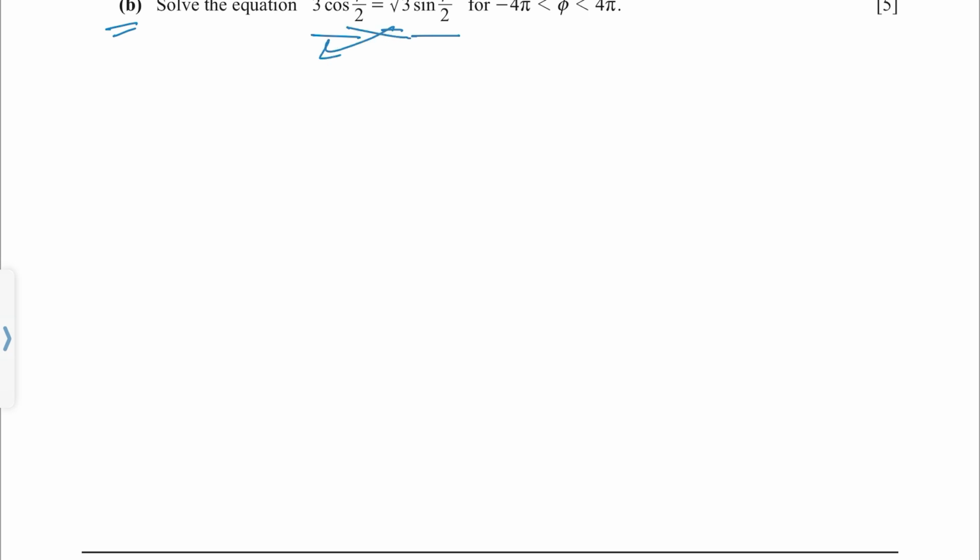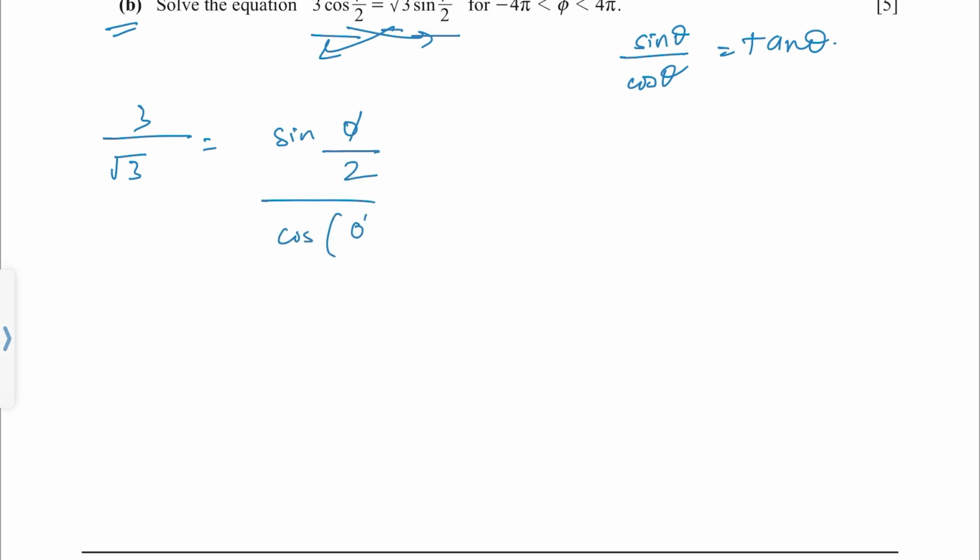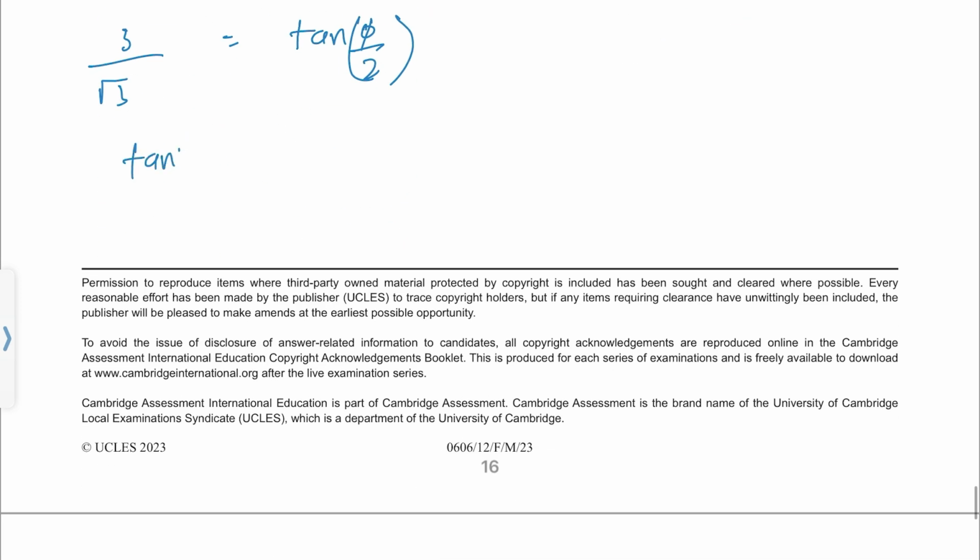So this 3 would be going there and this sine would be going there to make it sine over cos, that is tan. Sine theta over cos theta gives us tan theta. So this would be 3 over root 3 equal to sine phi over 2 over cos phi over 2. So this would be tan phi over 2 equal to 3 over root 3. And then we'll be calculating tan inverse.